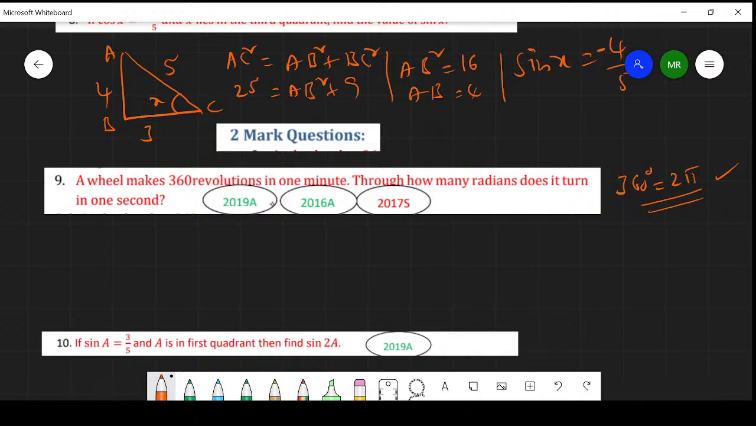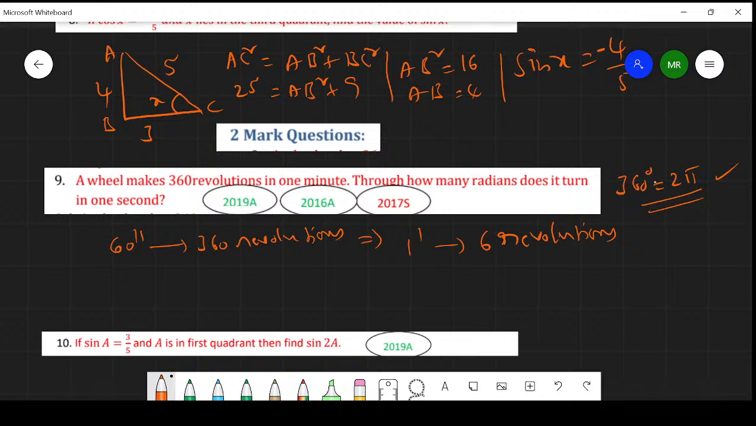Now it makes 360 revolutions in 1 minute. 1 minute is 60 seconds. It makes 360 revolutions, right? So in 1 second, it makes 360 by 60, which gives 6 revolutions. Am I right? Observe here, 1 minute means 60 seconds, so it makes 360 revolutions. In 1 second, 360 by 60, it makes only 6 revolutions.